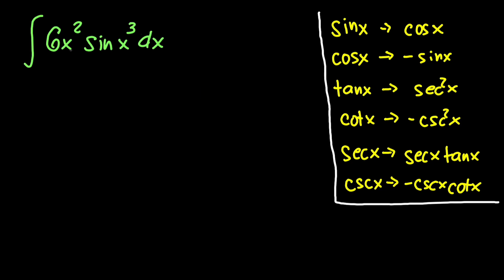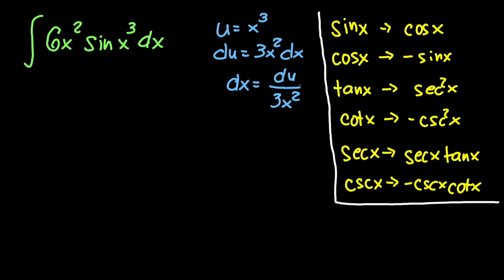The integral of 6x squared sine x cubed dx. We can see here again that x cubed is not the same as x, so we must use u substitution in this. So let u here be x cubed. And so take the derivative, which would be equal to 3x squared, and multiply this by dx. And so isolating dx, this would be equal to du over 3x squared.